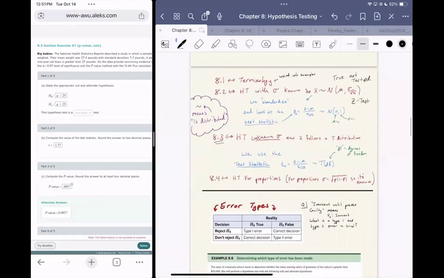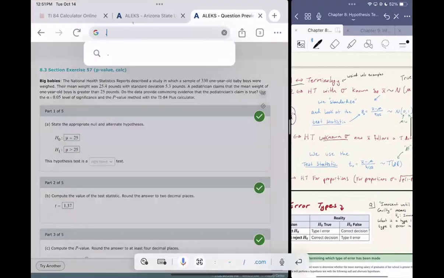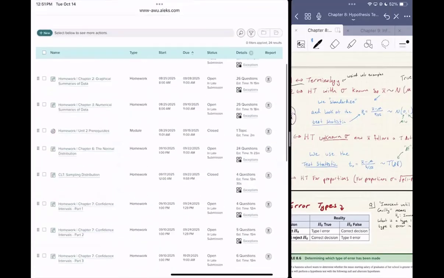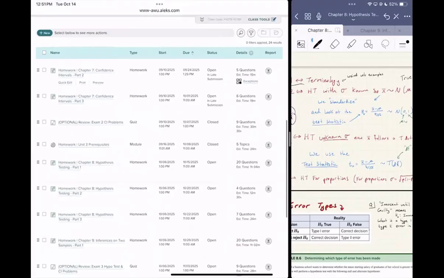So here's the thing. Section 8.1 in the textbook, and in fact, let me just pull up your ALEKS homework, where it's chapter 8, part 1. And you'll see it's mostly going to be labeled as conceptual problems. There's a lot of terminology. That's mostly what 8.1 is.